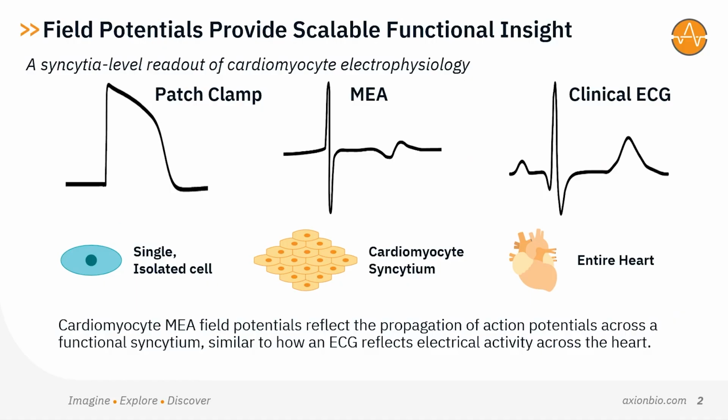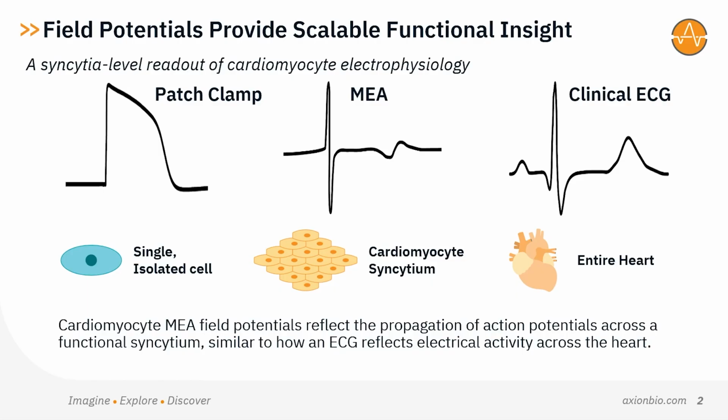To begin with, let's first see how different functional assays provide information about cardiomyocyte behavior. On one end of the spectrum, we have clinical ECGs. These give us a whole heart readout. On the other end of the spectrum, we have patch clamp, and this gives us a direct action potential measurement from a single isolated cell.